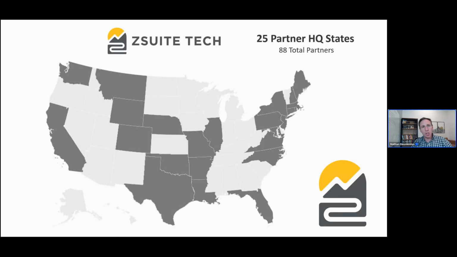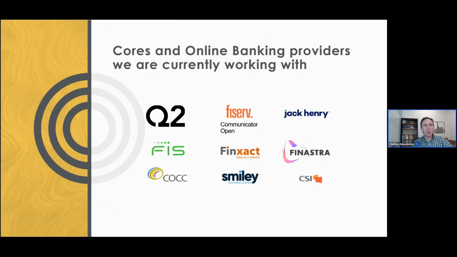We feel extremely lucky that we haven't launched the platform that long ago. It was the beginning of 2022 when we really went to market after some testing with our initial banks that were on the ZEscrow platform, and now we're working with 88 total financial institutions throughout the U.S. As you can see, we have banks who have headquarters in 25 different states, and continue to grow from that perspective.